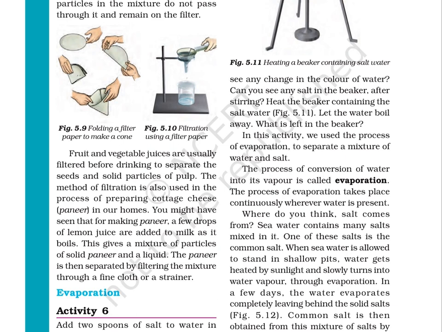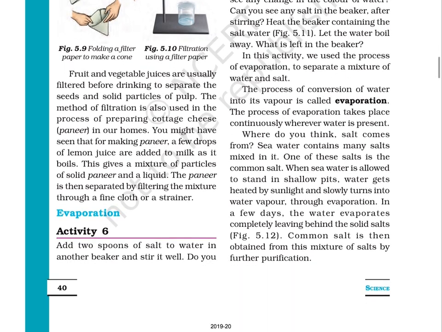Fruit and vegetable juices are usually filtered before drinking to separate the seeds and solid particles of pulp. The method of filtration is also used in the process of preparing cottage cheese or paneer in our homes. You might have seen that for making paneer, a few drops of lemon juice are added to milk as it boils. This gives a mixture of particles of solid paneer and a liquid. The paneer is then separated by filtering the mixture through a fine cloth or a strainer.